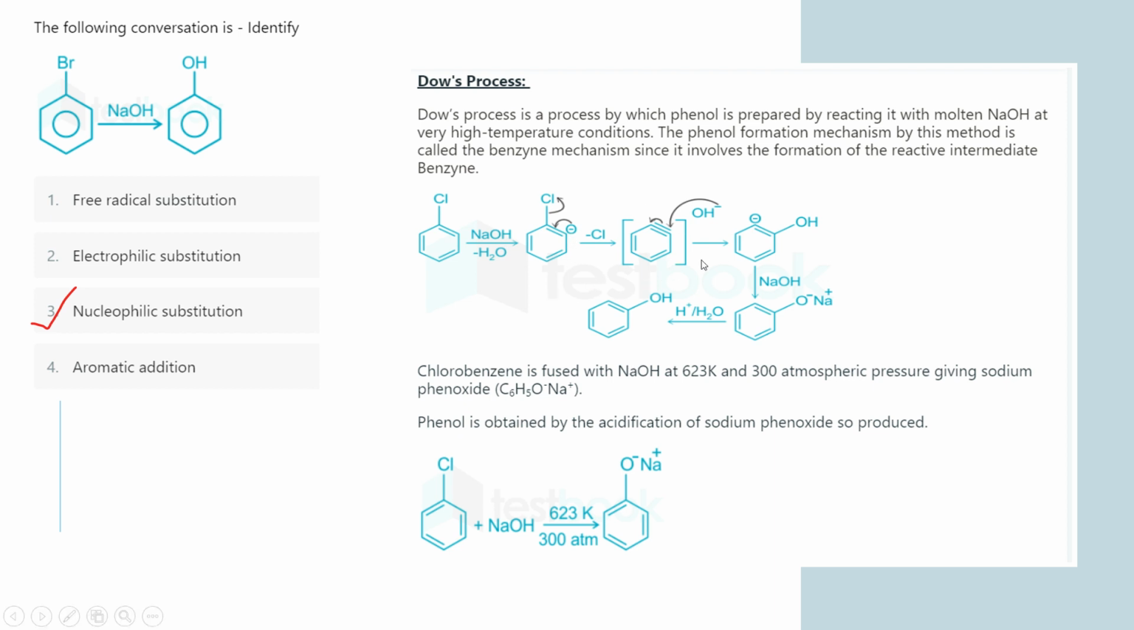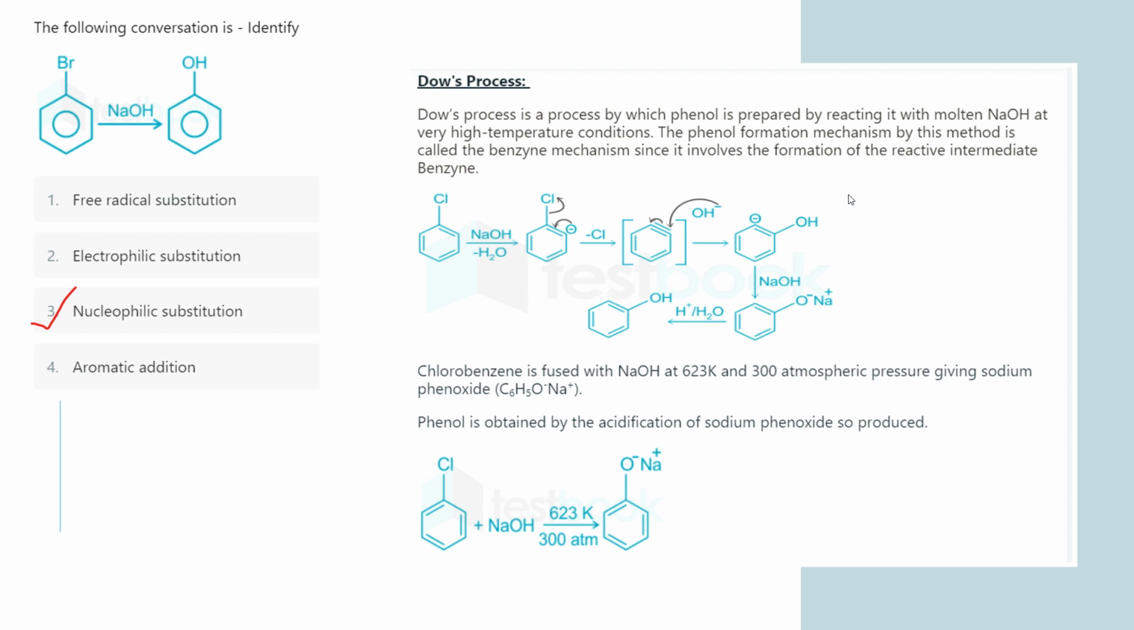This is furnished via the reaction intermediate benzyne. So thus this Dow's process undergoes a reaction where this nucleophile hydroxide attacks the reactive intermediate. So what kind of process is this? Is it electrophilic substitution or nucleophilic substitution? We are dealing with nucleophile hydroxide here.